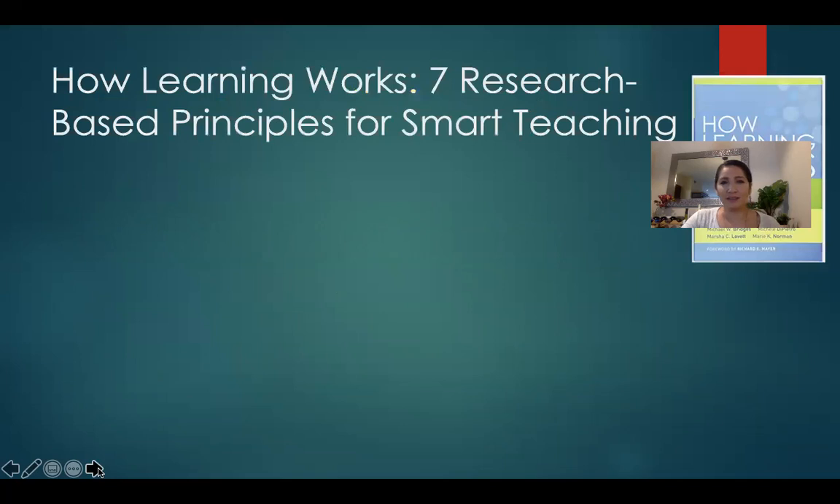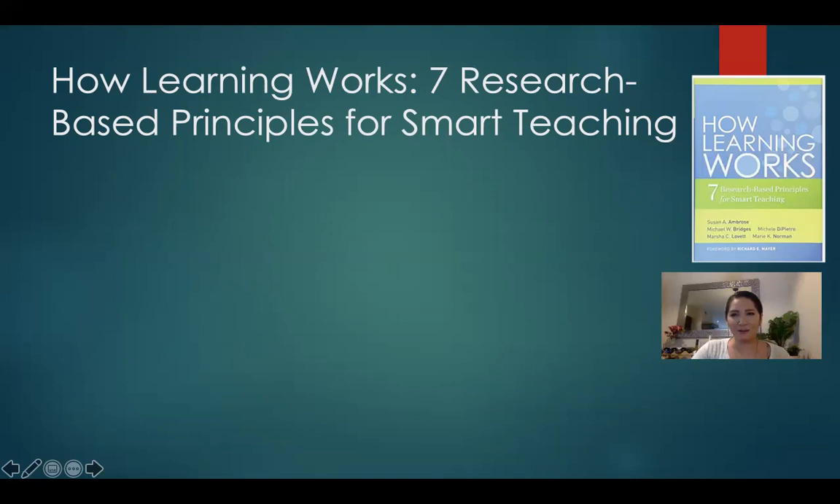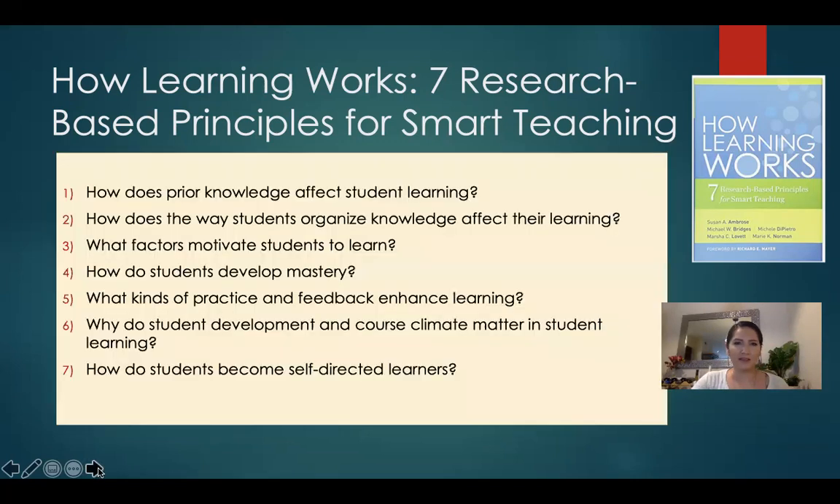So it really goes back, for me, to the research-based principles. I love this book, How Learning Works, by Susan Ambrose. And she talks about these 7 research-based principles, and then talks about what the research says about prior knowledge and organizing knowledge and motivating students. So here are the questions. She says, how does prior knowledge affect student learning? And we know it affects it in a number of ways. There are misconceptions that affect student learning, and there are gaps, things that the students don't know that affect student learning. So we need to address the misconceptions and fill in the gaps.